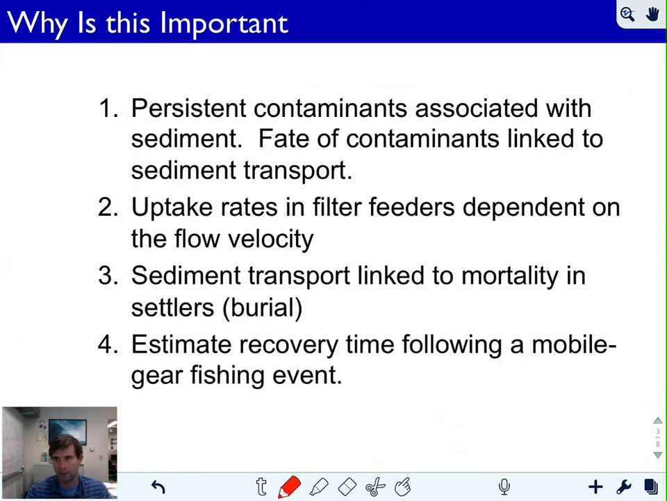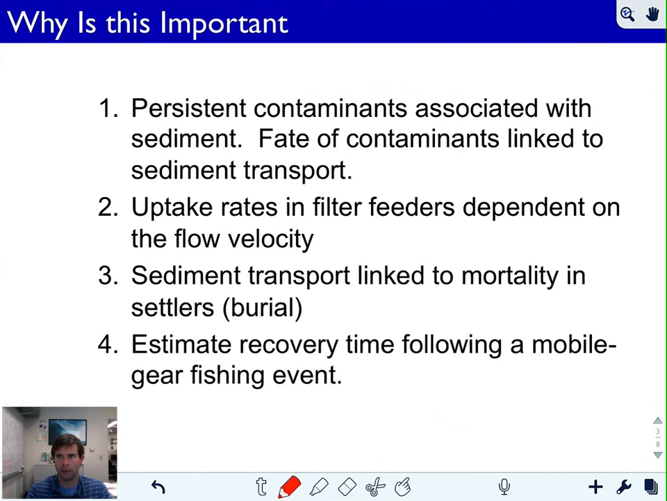Also, new settlers, very young of the year, they settle, they're small, they have difficulty keeping themselves from being buried, and so there are mortality events associated with strong storms, typically wave storms, that can suspend and move a lot of the seabed and bury the young of the year.